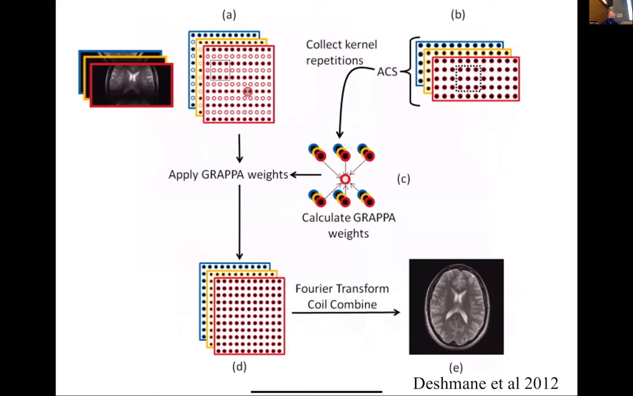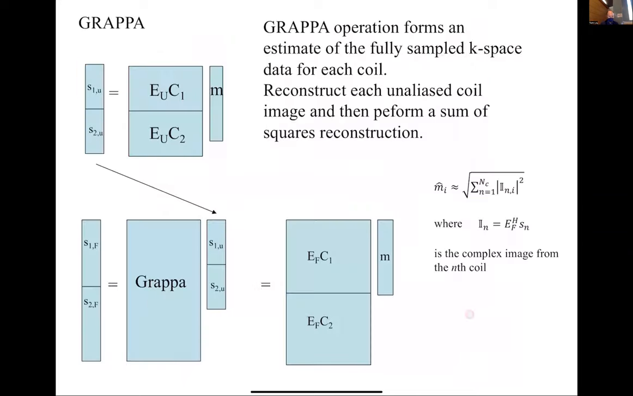Essentially, here's what I acquired. And the empty circles are what I didn't acquire. Okay. So let me do a calibration scan where maybe I'll acquire some data in the middle and figure out what are the weights I need to go from the collected data to estimate each uncollected data. Okay. And so I can go from something where I'm missing data, and for every coil, I can reconstruct its full Fourier transform. And then I can just inverse transform each coil and then do my sum of squares. Okay, so it's sort of a different approach to the problem. And that's exactly what's done.